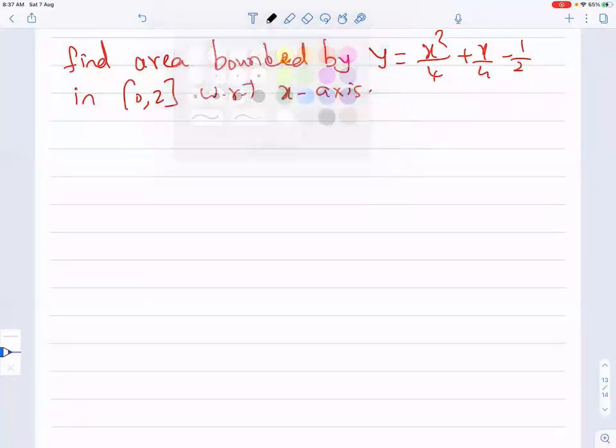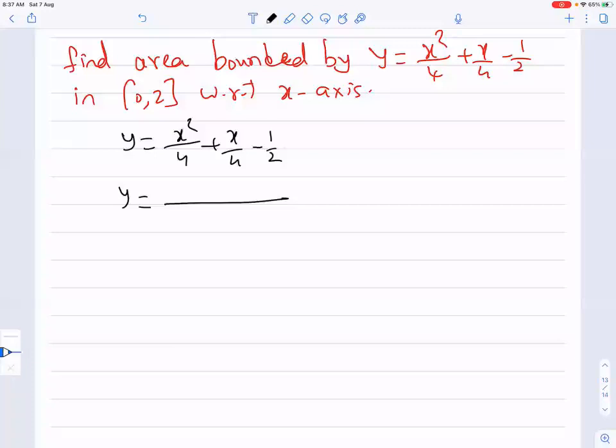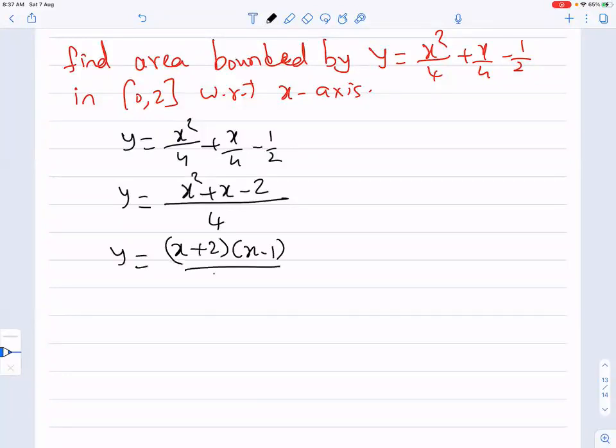Find the area bounded by the curve y equal to x square by 4 plus x by 4 minus half in 0 to 2. That is x square by 4 plus x by 4 minus half, integration from 0 to 2. Now, if I do this directly, that is wrong. Why? I'll tell you why. First, let us understand the curve y equal to x square by 4 plus x by 4 minus half. I will take the LCM: x square plus x minus 2. If I split the numerator, that is x plus 2 into x minus 1 upon 4.